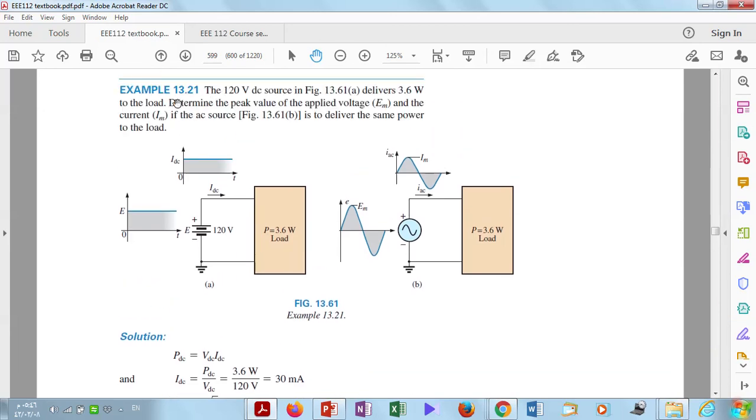Here example 13.21, a 120 volt DC source, figure 13.61a, delivers 3.6 watt to the load. Determine the peak value of the applied voltage EM and the current if the source here is to deliver the same power to the load. Okay, now we have the voltage, we have the power, we can find the current. So any value given like this in the question is RMS. It is RMS. Please concentrate.